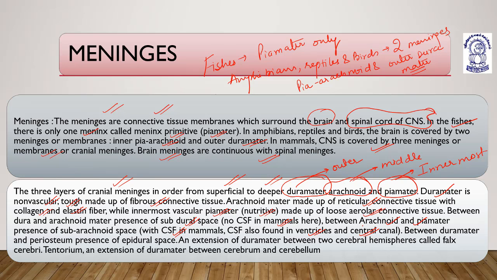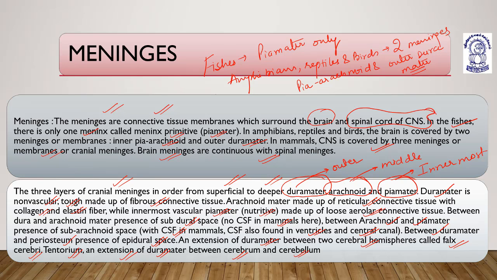So CSF is present in the subarachnoid space in mammals. It is present in the central canal of the spinal cord, and it is also found in the ventricles of the brain. Between dura mater and periosteum, there is the epidural space. An extension of dura mater between the two cerebral hemispheres is called falx cerebri. The tentorium is an extension of dura mater between cerebrum and cerebellum.